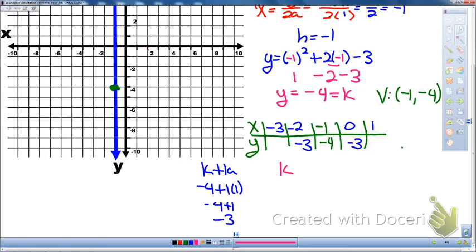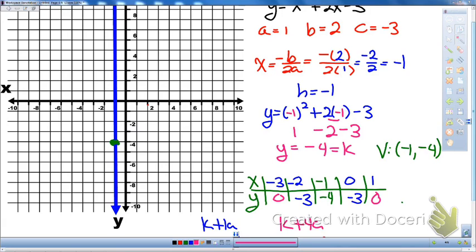Use the second step of our pattern, k plus 4a. Negative 4 plus 4 times 1. Negative 4 plus 4 is 0. 0, 0 into our table.